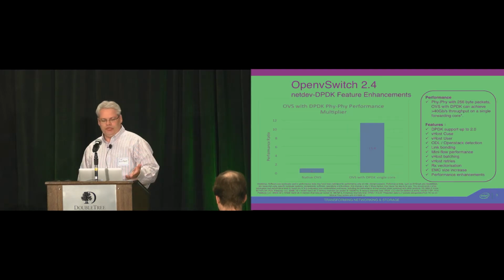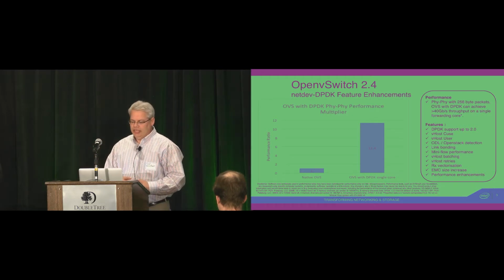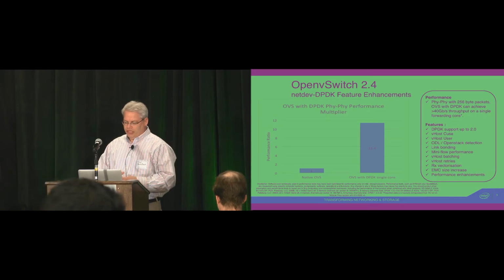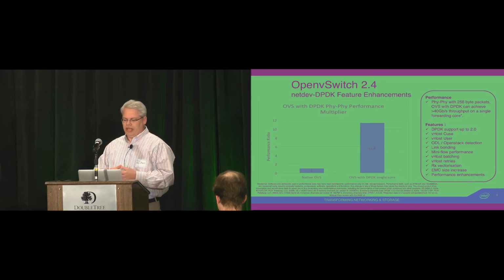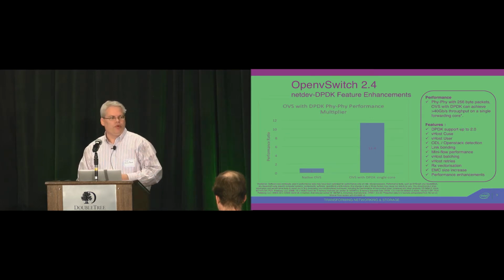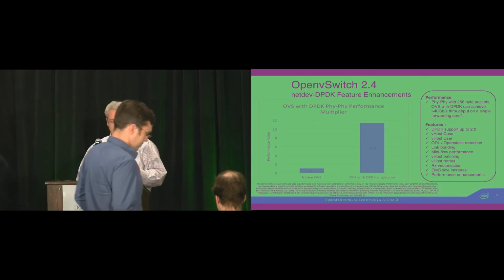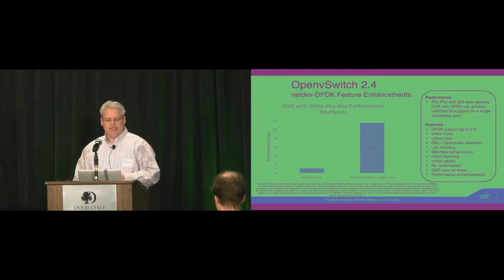So for Open vSwitch 2.4, which came out, we focused a lot on performance enhancements and improvements to the DPDK Netdev implementation. With the 2.4 release, we showed that at 256 bytes we were able to achieve 40 gigabits per second on a single forwarding core. If you compare that to basically stock kernel OVS, it's about 12 times the performance that we were able to demonstrate with the Netdev DPDK implementation.